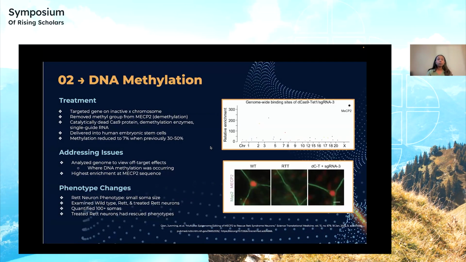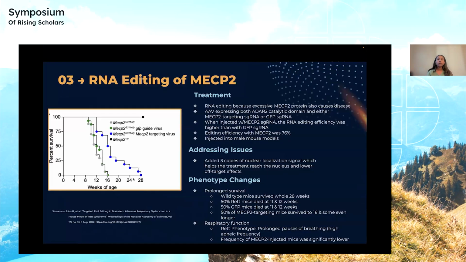The second method that I'm going to discuss is DNA methylation, and essentially what they did is they wanted to see if this was resulting in off-target effects, and they saw that all the binding was occurring where they wanted it to, so little to no off-target effects. And then the phenotype changes. The wild type has a soma, but the mutated neuron does not, and when corrected, it looks like the wild type again. Finally, I'm going to talk about RNA editing, the phenotypic changes.